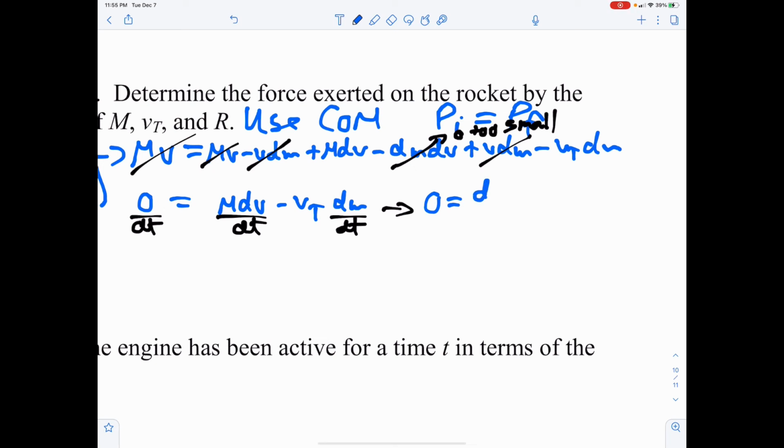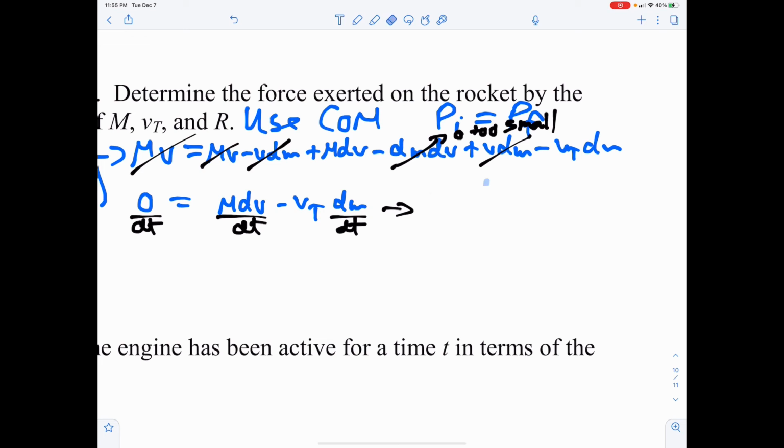we get dm over dt equals, and then this right here is equal to R, and then dv dt right there is equal to A. Let me back this up a second.